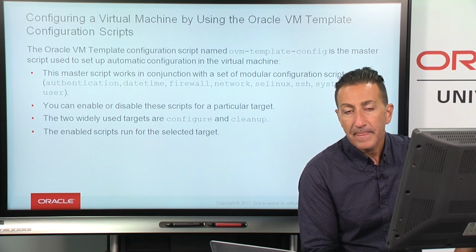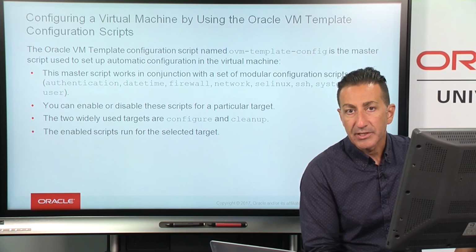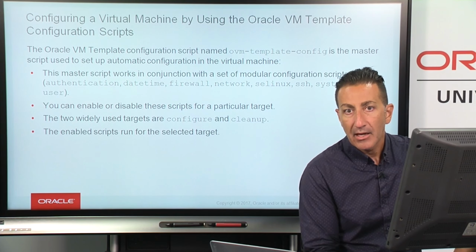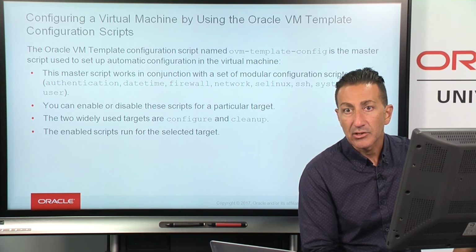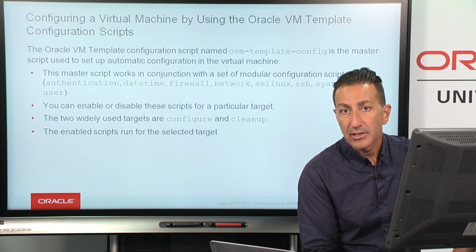You have a daemon that gives us the option to receive and send messages, and this daemon is also responsible for managing the Oracle VM template configuration script. This script is named ovm-template.config. This is the master script that is used to set up automatic configuration in the virtual machine. This master script works in conjunction with a set of modular configuration scripts. Typically, these scripts are stored in the etc template.d scripts directory.